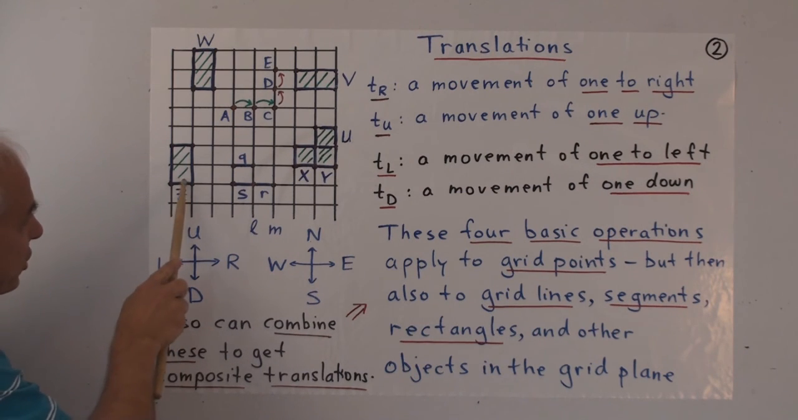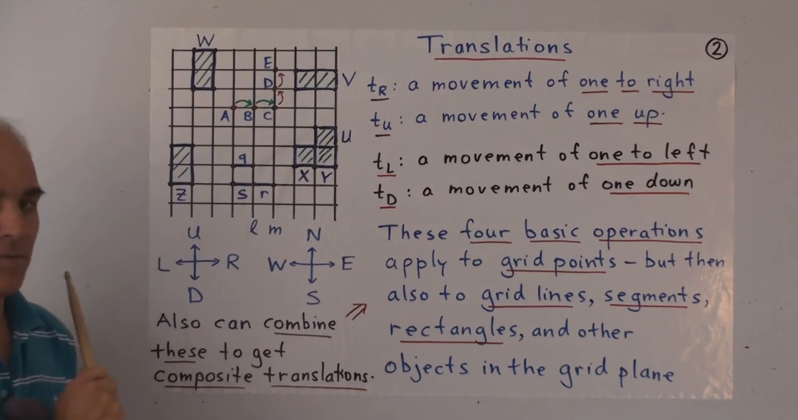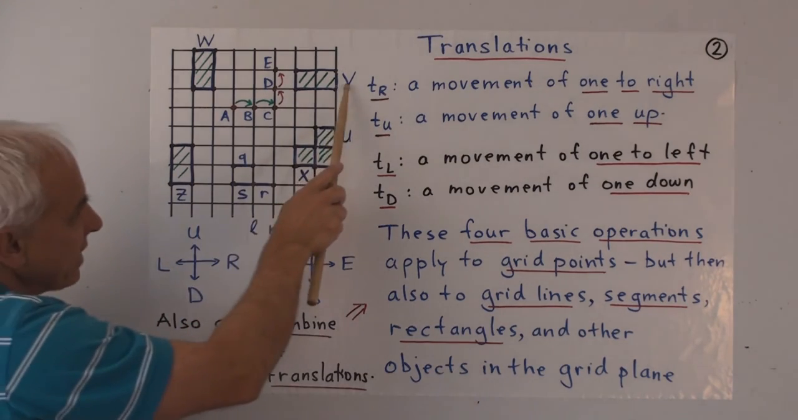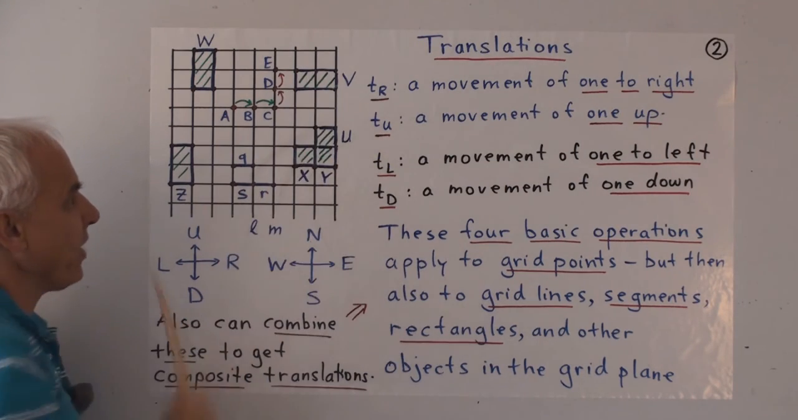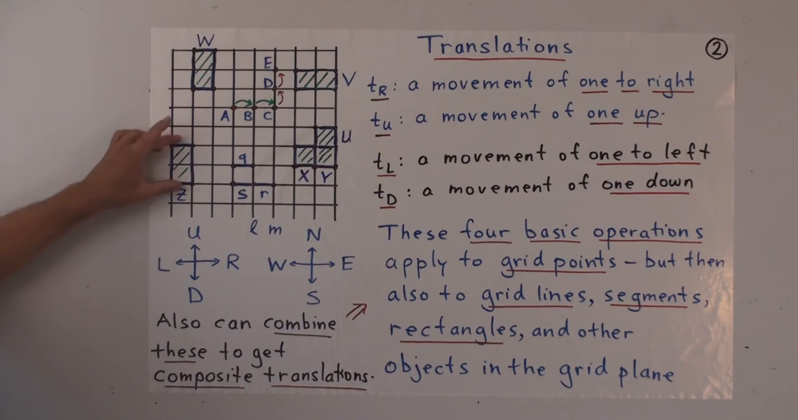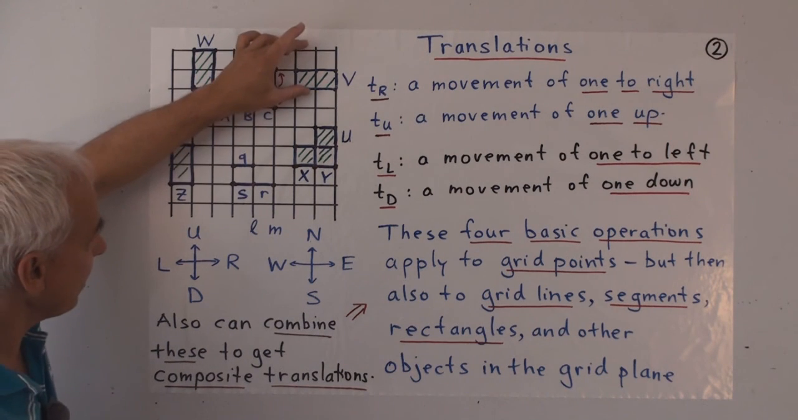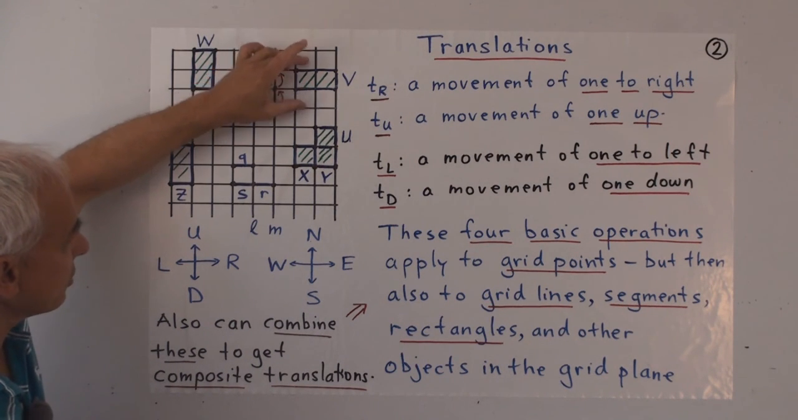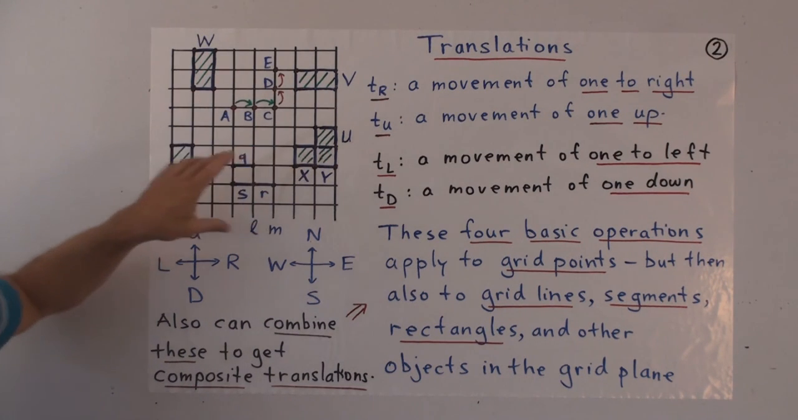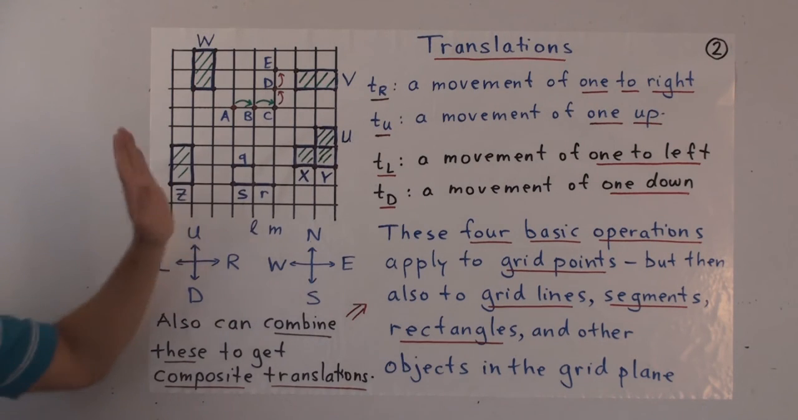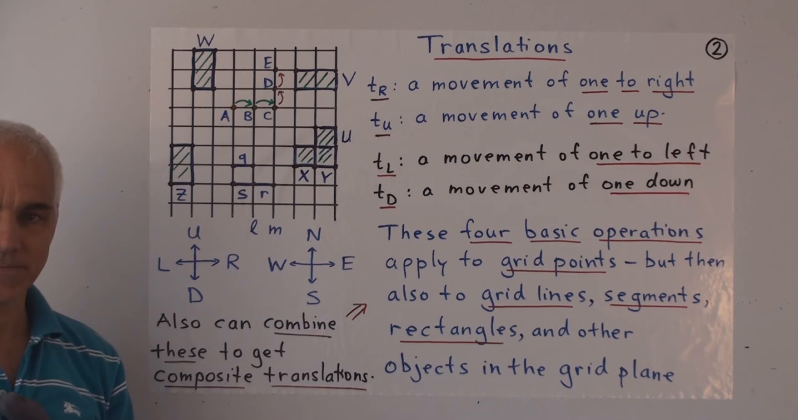However, there's no translation that's going to take Z to this rectangle V, because this rectangle V is not identical to it. It has a different shape. This is a 1 by 2 rectangle. So a translation, even if we move it in this area up here, will not coincide with V because we're not allowed to twist or rotate when we're translating. That's a different kind of motion.